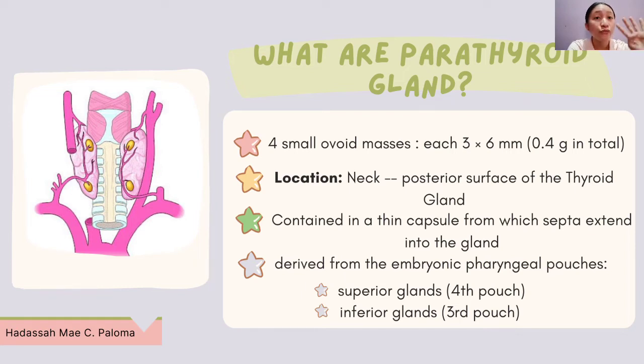Parathyroid glands are 4 small ovoid glands in the endocrine system, with each measuring 3 by 6 millimeters, with a total of 0.4 grams. They are located in the neck, seen on the posterior surface of the thyroid gland. Each small ovoid is contained in a thin capsule from which septa extend into the gland. The parathyroid gland is derived from the embryonic pharyngeal pouches, which are the superior glands, being the 4th pouch, and the inferior glands being the 3rd pouch.